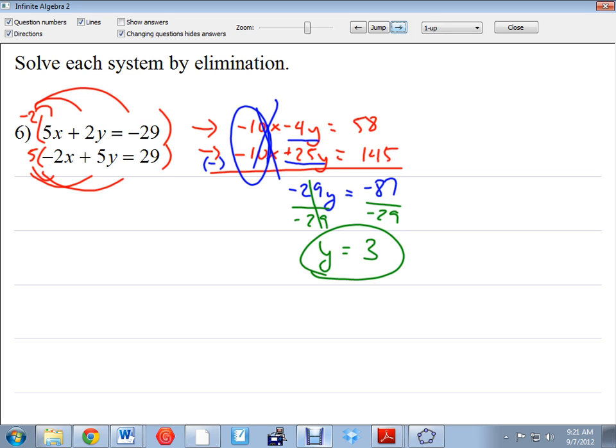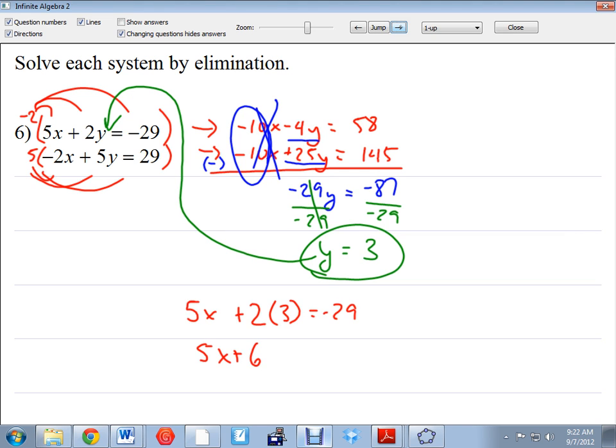We need to find x, and to do that we want to plug it back into either of the original equations. It does not matter. I tend to choose the top just because I usually like that one better, but it doesn't really matter which equation you plug it into. So we have 5x plus 2 times what y is, which is 3, is equal to -29.